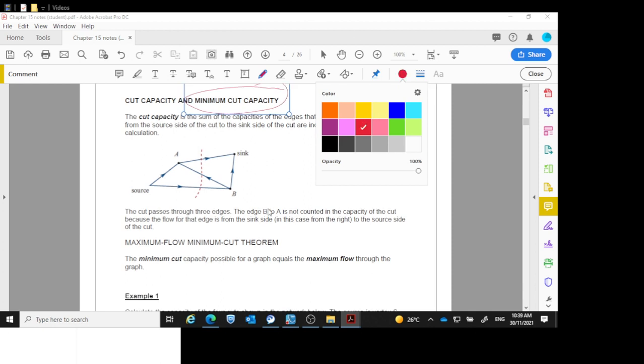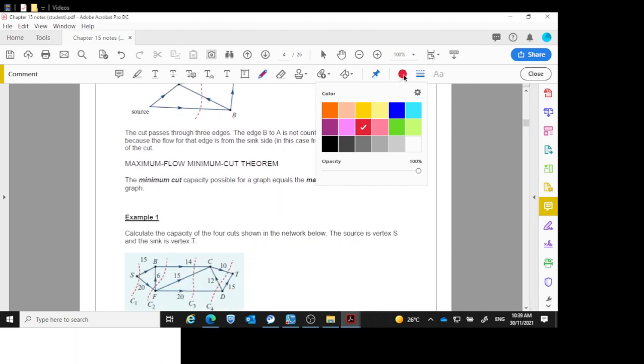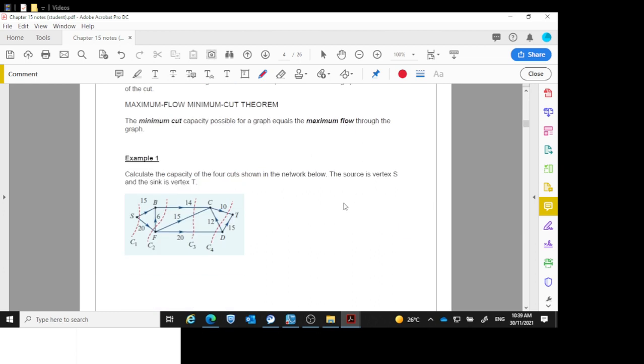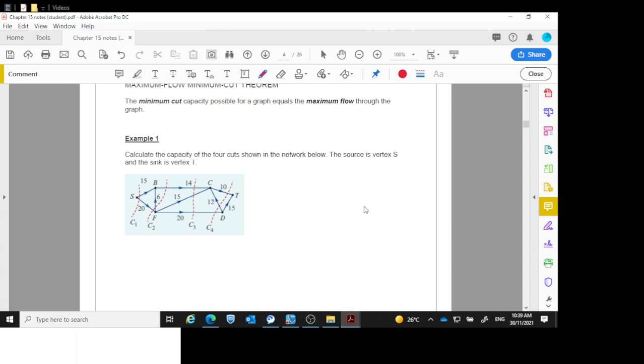Okay. So let's do example 1. Example 1 says, calculate the capacity of the 4 cuts shown in the network below. The source is vertex S and the sink is vertex T. It doesn't matter, we've got to start at S and finish at T. Well, yes, we need to do both of these roads to stop it. So we've got to add them up. So we've got 15 plus 20. So C1 is 15 plus 20, 35.